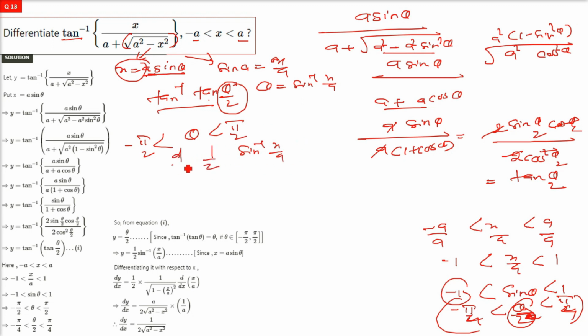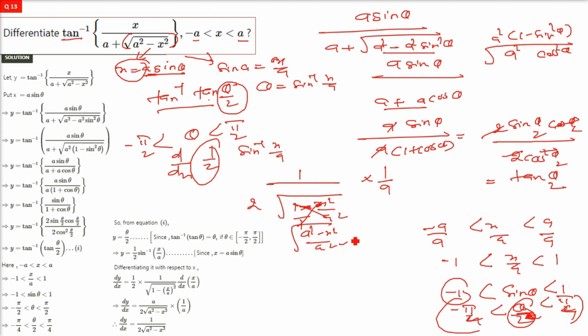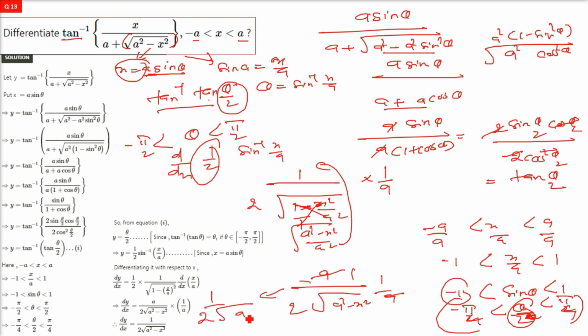When you differentiate this d by dx, half will come outside. Derivative of sin inverse x by a will be 1 by under root 1 minus x square by a square. So this denominator will be under root a square minus x square by a square. And the differentiation of x by a is of course 1 by a. So under root a square goes up, a will come out, under root a square minus x square in the denominator, 1 by a is there, 1 by 2, a gets cancelled. 1 by twice of under root a square minus x square is your final differentiation. Alright.